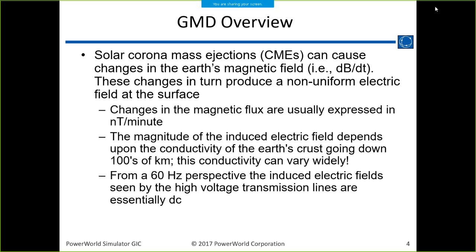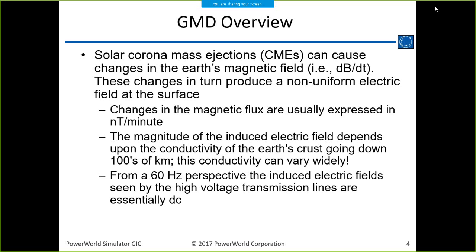The sun's 93 million miles away, so a fast one might get here in a day. A slow one might take a couple days. The fast ones tend to be the bigger ones. So periodically, the sun emits these particles. When they come to the Earth's magnetic field, they actually perturb the magnetic field, and it starts bouncing around.